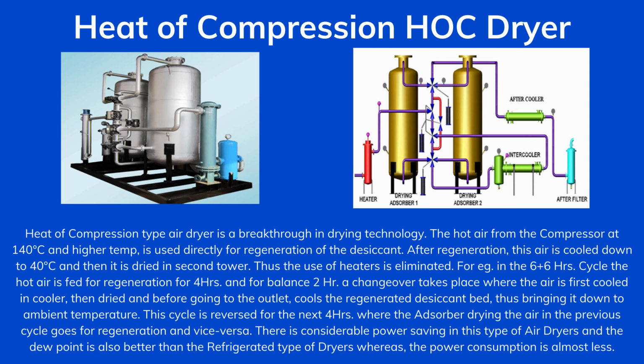For example, in the 6+6 hours cycle the hot air is fed for regeneration for 4 hours and for the balance 2 hours a changeover takes place where the air is first cooled in the cooler, then dried before going to the outlet, cools the regenerated desiccant bed, thus bringing it down to ambient temperature. This cycle is reversed for the next 4 hours where the absorber drying the air in the previous cycle goes for regeneration and vice versa.